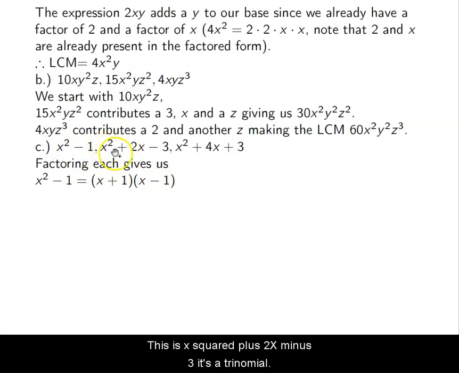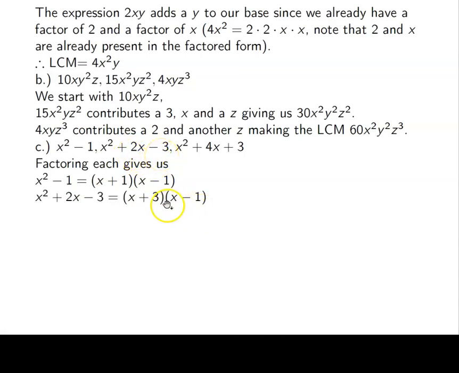Okay, this is x squared plus 2x minus 3. It's a trinomial. It's monic. So I just look at factors of 3 that add or subtract to a positive 2. One of them needs to be negative though, so that when I multiply I have a negative number. It's actually very easy. A positive 3 and a negative 1 will work for us.